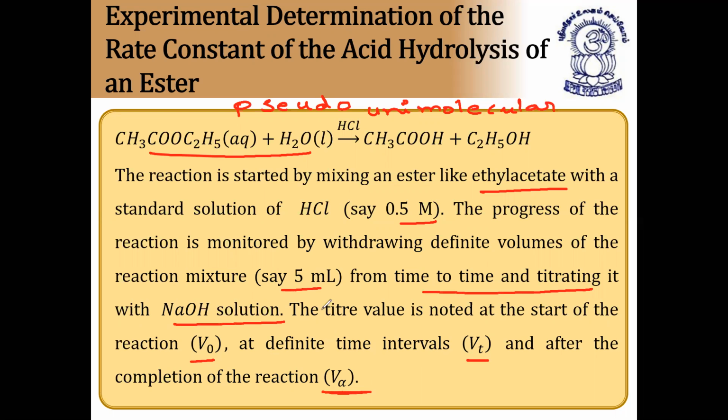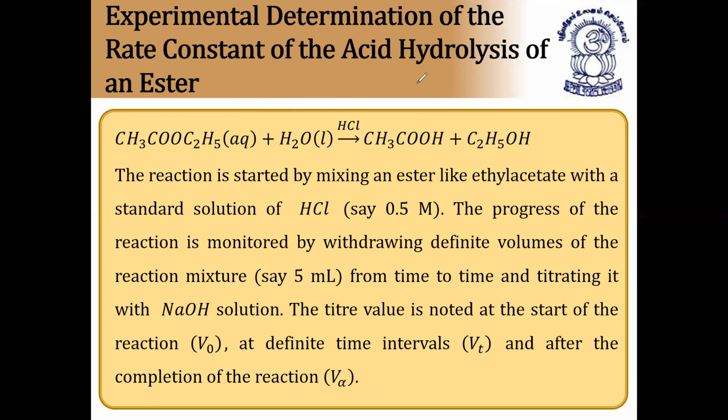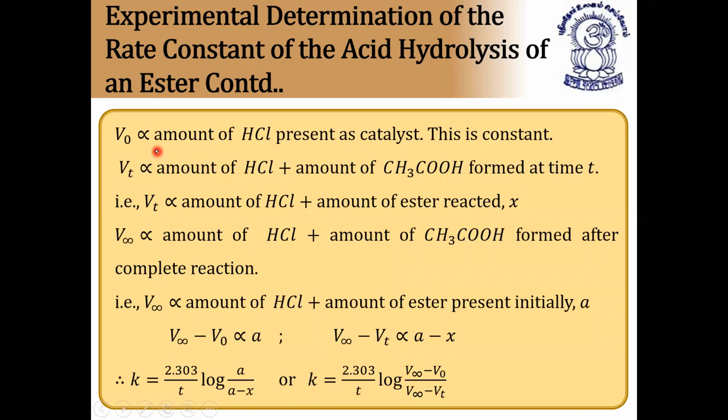So we have three different volumes. What are those? Initial volume V naught, the volume at time t, Vt, and after the completion of the reaction, V infinity. By using these, we are now going to derive the formula. V naught is proportional to the amount of HCl present as catalyst. This is constant. Vt is proportional to the amount of HCl plus the amount of acetic acid formed at time t seconds. These are all experimental data.